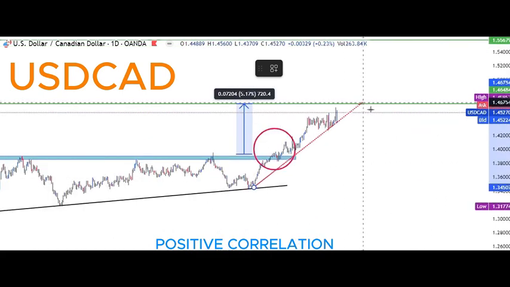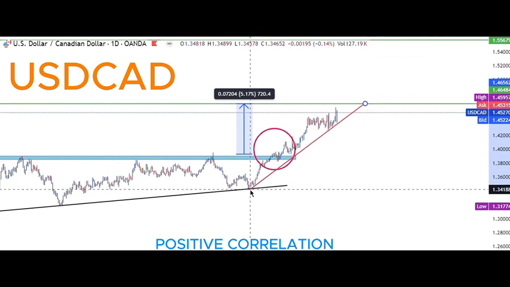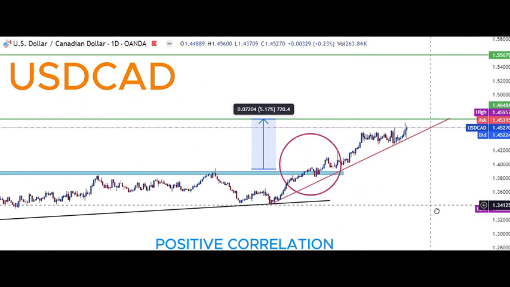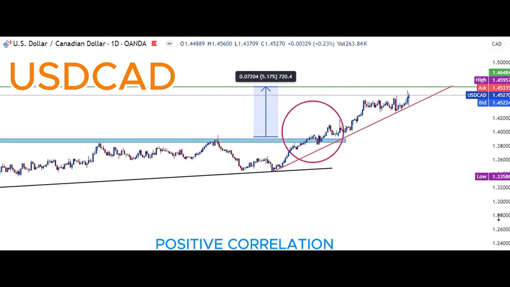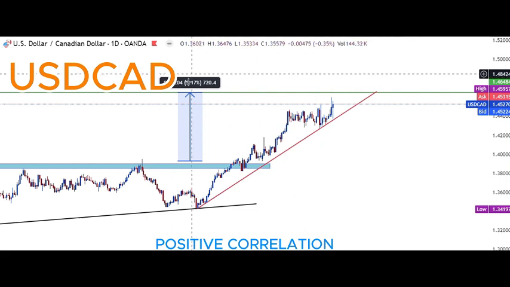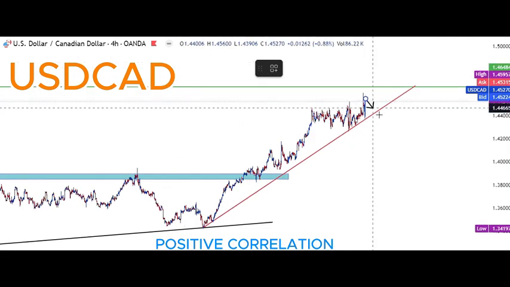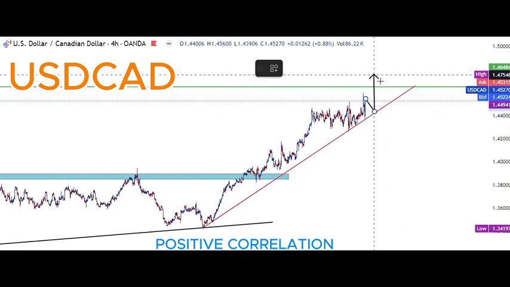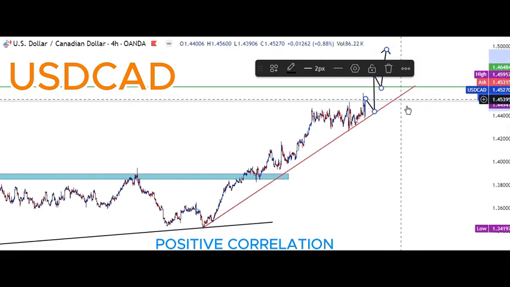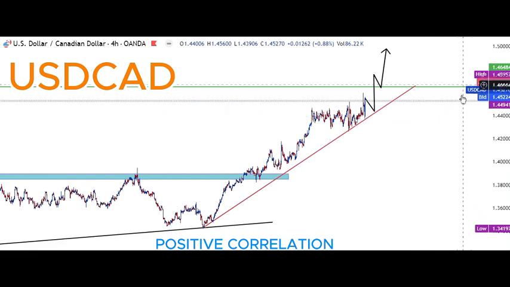You can even draw another trend line right there from the bottom here, connecting all the way up. This would be clearer on a 4-hour time frame. We are probably waiting for a continuation up, but the price can also drop down to retest this trend line before continuing up in that fashion. So this is USD CAD.